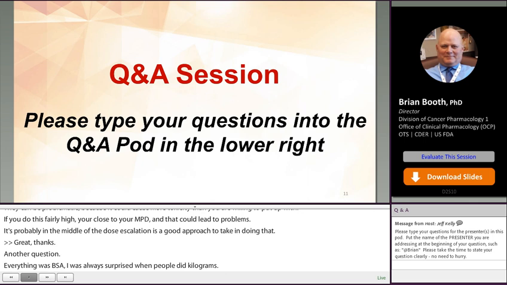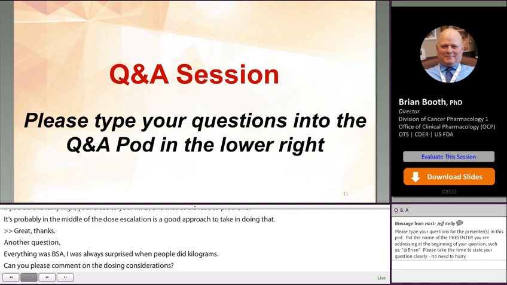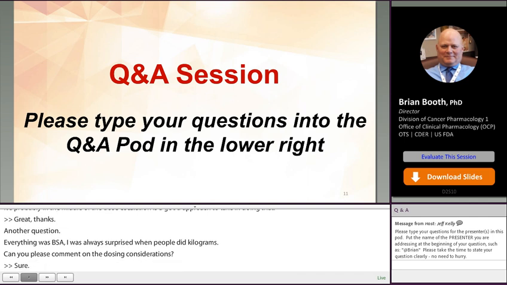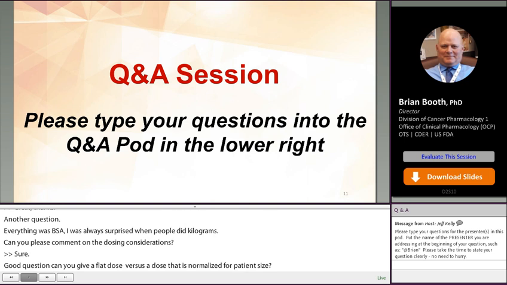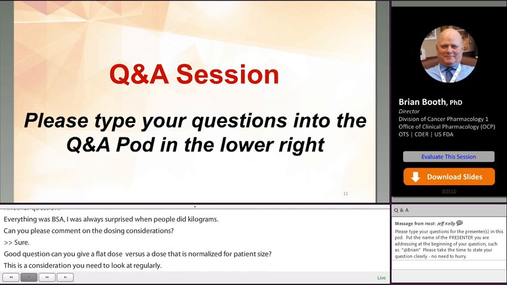Sure, that's another good question. So really, can you give a flat dose versus a dose that's normalized for patient size? Well, this is a consideration you should be looking at regularly. Whenever you're developing your drug, you should be looking at the impact of size on the exposure in a range of patients, okay?